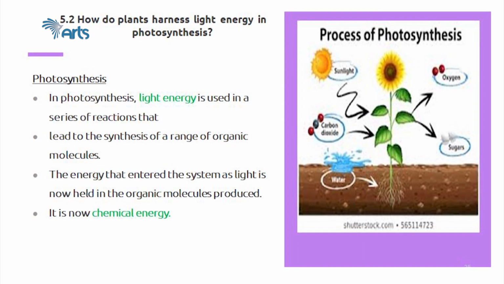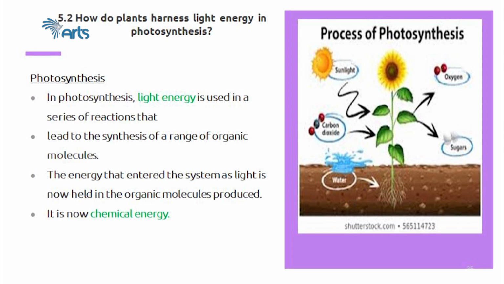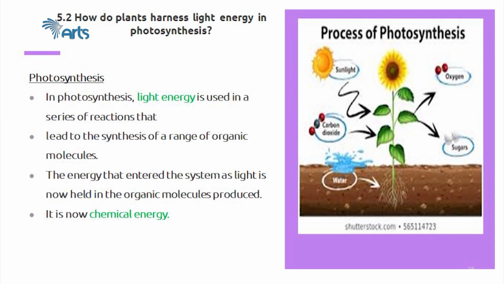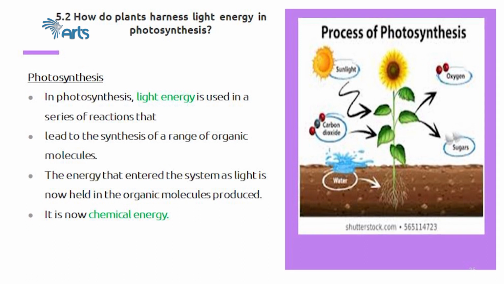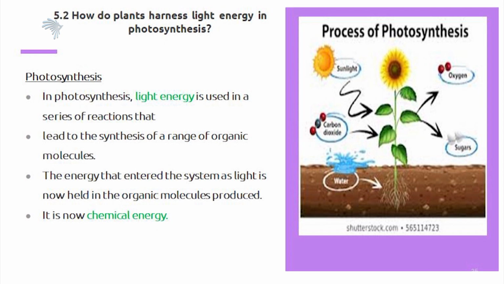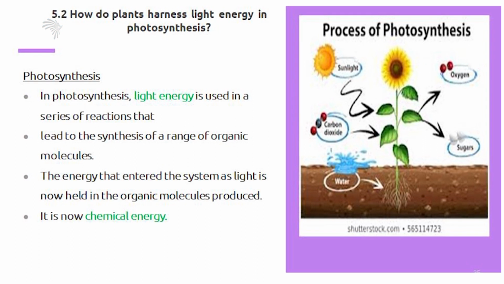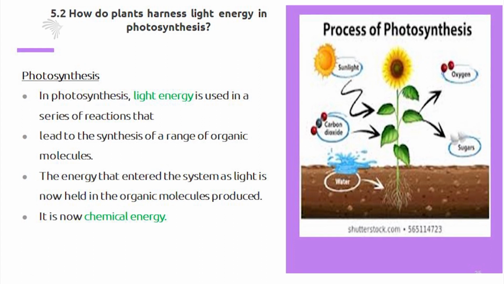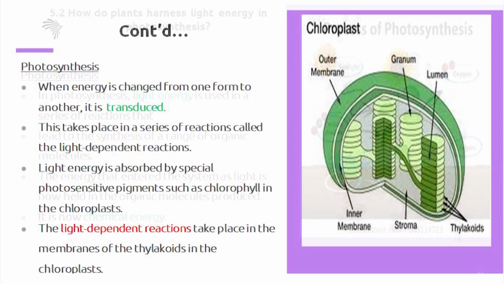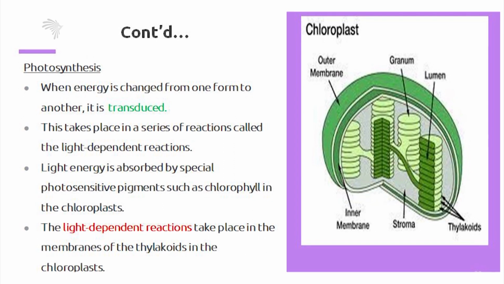In photosynthesis, light energy is used in a series of reactions that lead to the synthesis of a range of organic molecules. The energy that enters the system as light is now held in the organic molecules produced. It is now chemical energy. So the light energy that is introduced to the green plant is finally converted into chemical energy. When energy is changed from one form to another, we call it transduced.